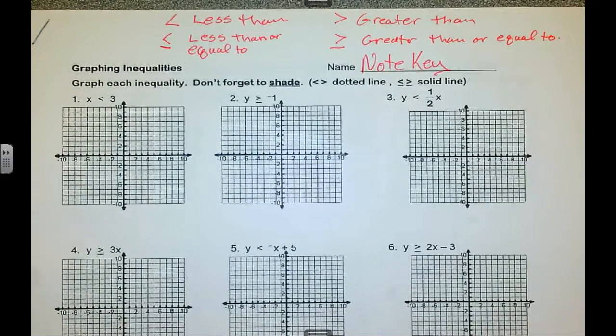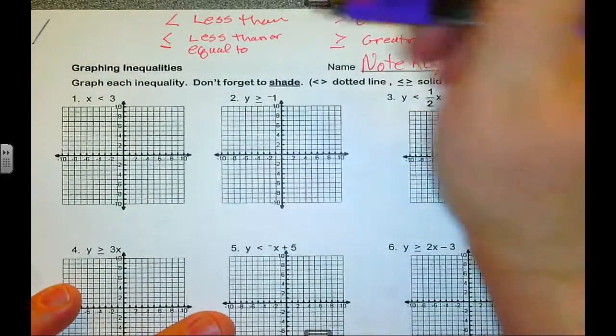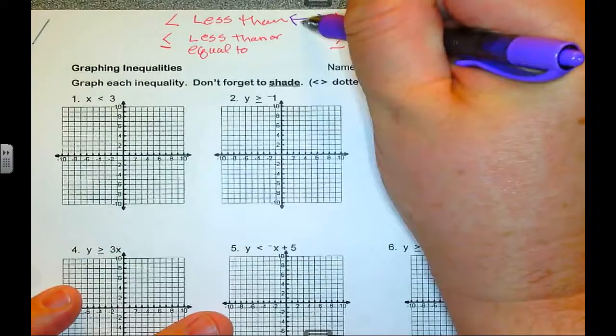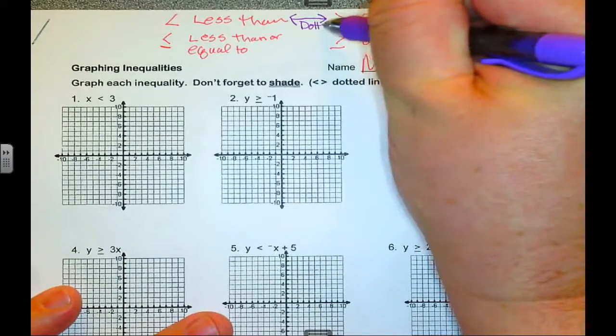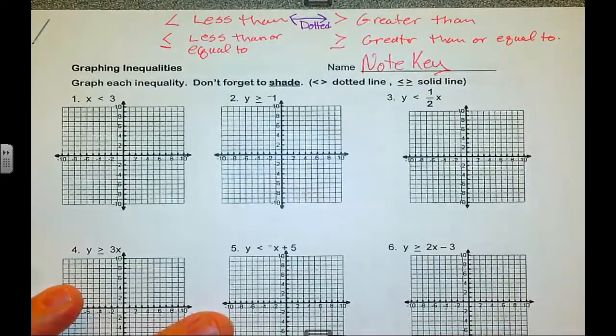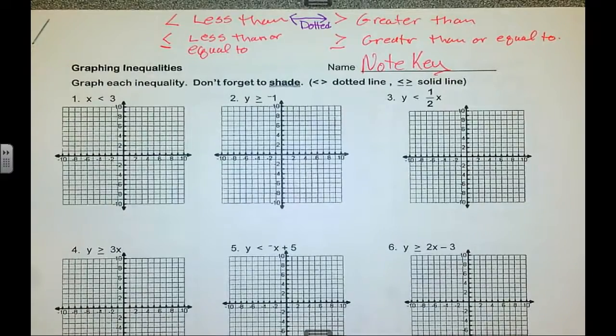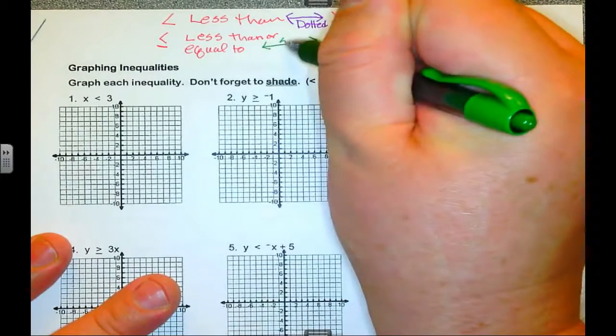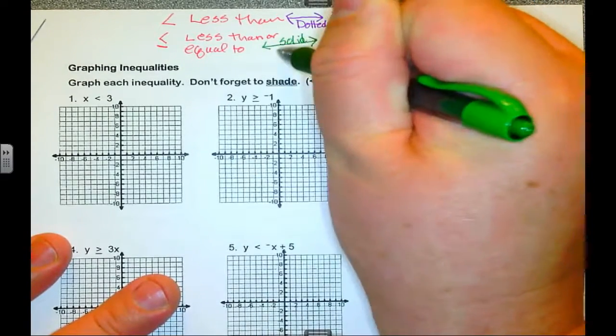Okay, if I have a less than or greater than sign, these are going to be dotted lines. If I have an equal sign with my inequality symbol, I am going to have solid lines.